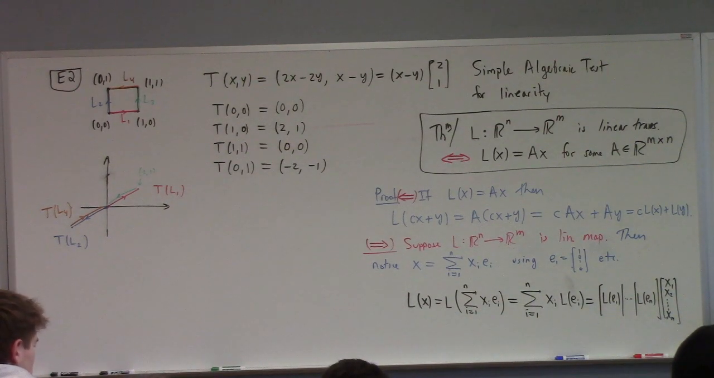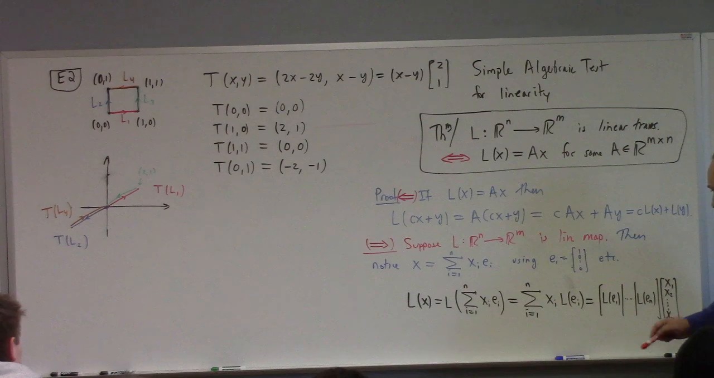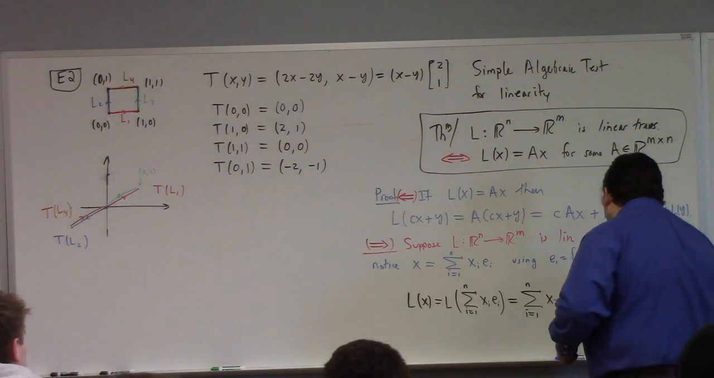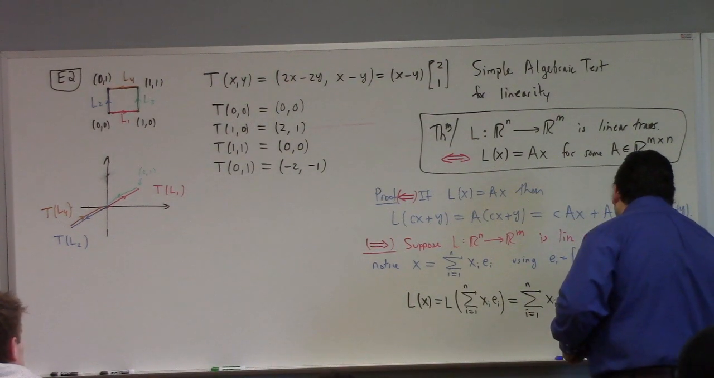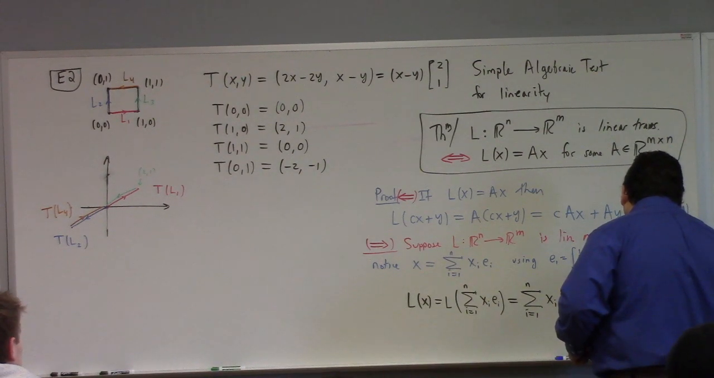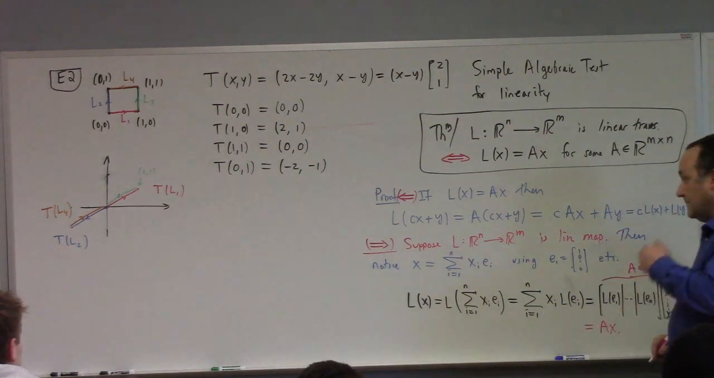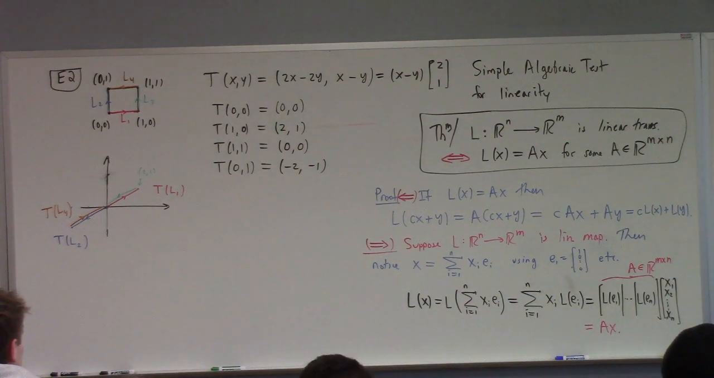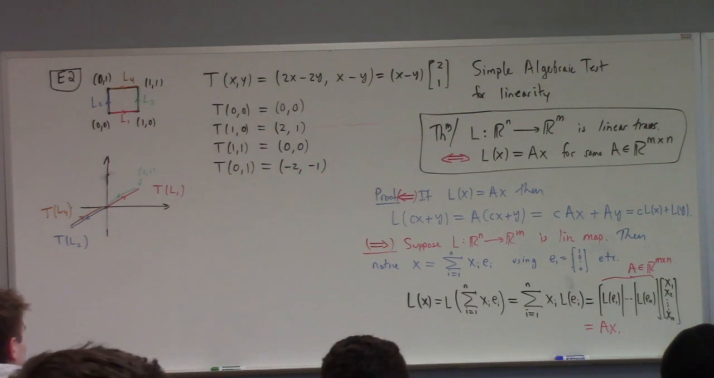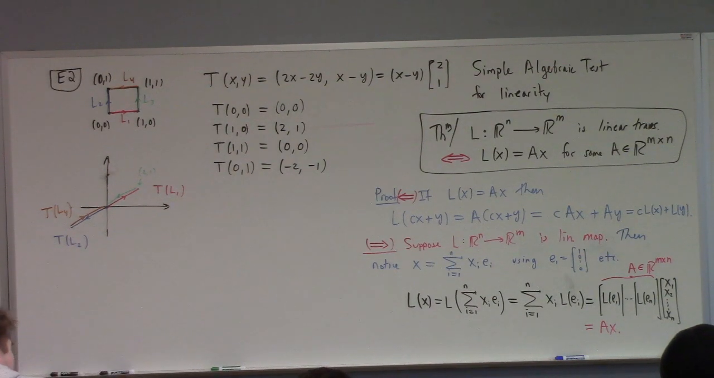All right. In other words, let's recognize what this is. This is a matrix A, which is in R^(m by n). And this formula is literally Ax. So this shows you that if we have a linear transformation, we can rewrite the formula as matrix multiplication.